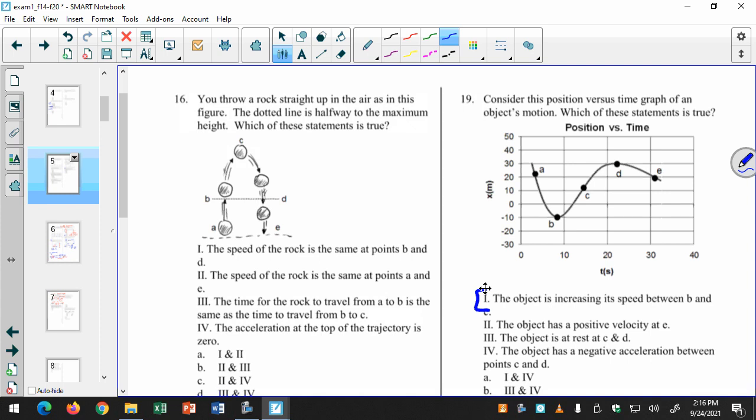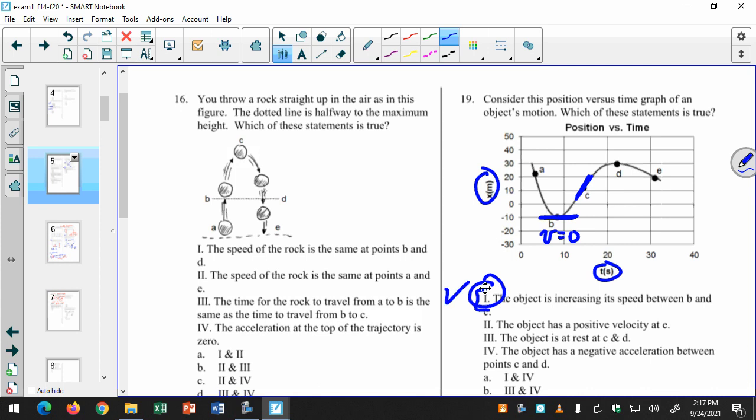The object is increasing its speed between B and C. So here, at point B, I know that the speed is 0. I know it's 0 because the slope of this position versus time graph is 0. And here, the velocity is not 0. It has sped up. So it is increasing its speed. Check. That one is correct.